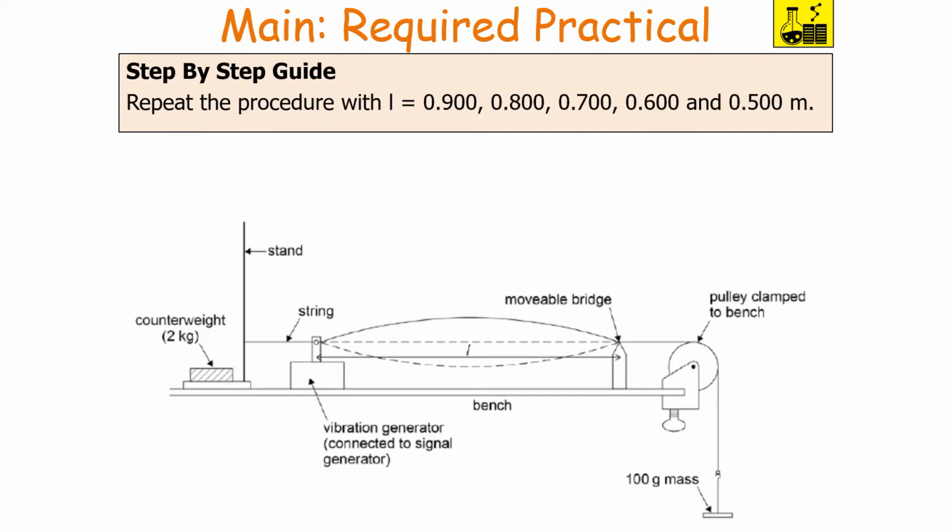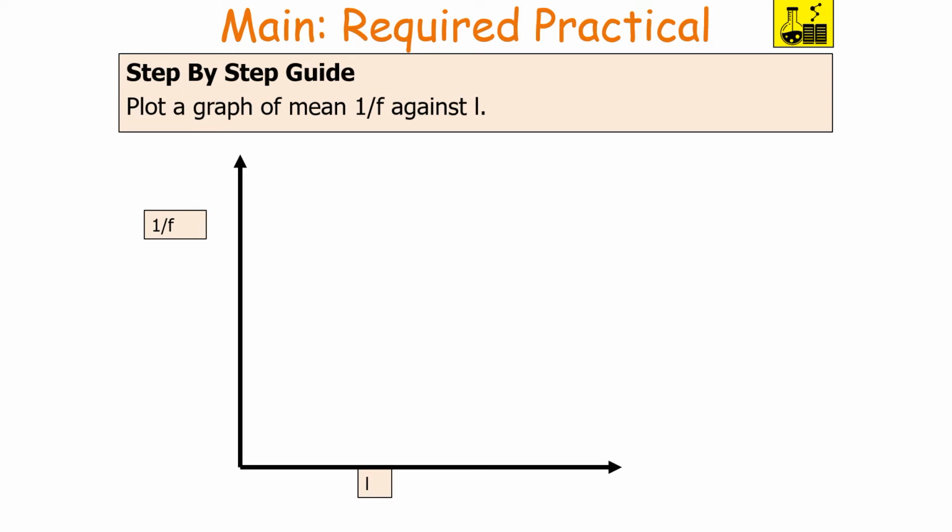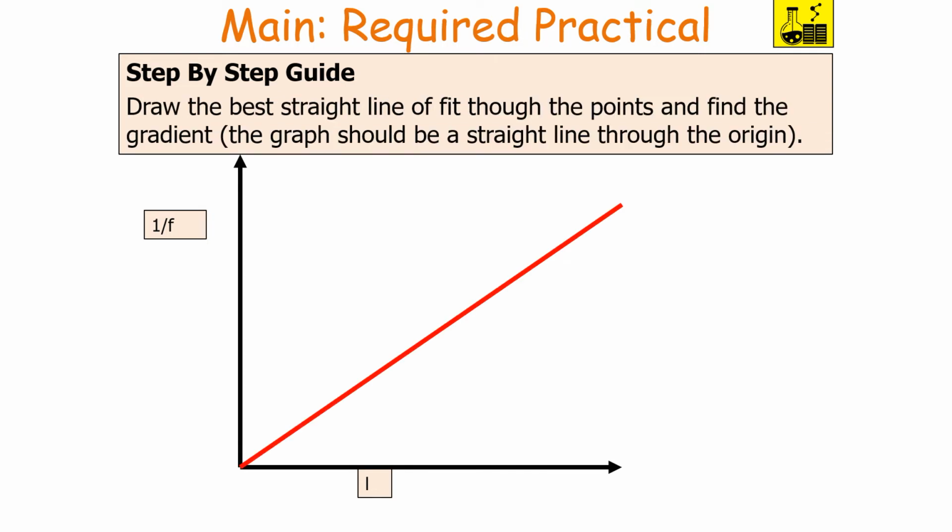You would then repeat the procedure with the length of the string being 0.9 meters, 0.8 meters, 0.7 meters, 0.6 meters and 0.5 meters. You would then obtain a second set of results by repeating the experiment and then finding the mean value of frequency for each value of the length of the string. At that point you would plot a graph of the mean of 1 over the frequency against the length of the string. You would then draw a straight line of best fit through the points and then find the gradient.